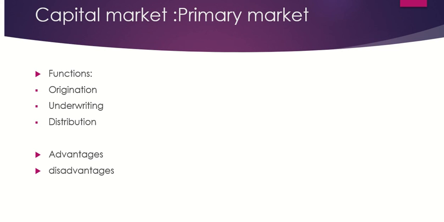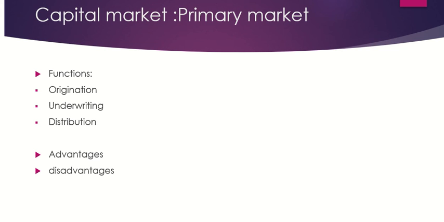So what are the functions of primary market? The functions of primary market are as follows. The first one is origination. So it refers to the work of investigation, analysis, and processing of new project proposals. So it starts before an issue is actually floated in the market. The second one is underwriting. So it is an agreement wherein the underwriter promises to subscribe to a specific number of shares or debentures or a specific amount of stock in the event of the public not subscribing to the issue.